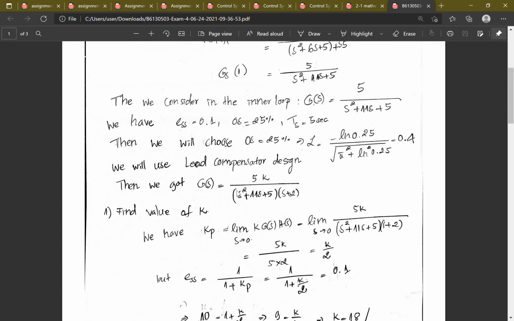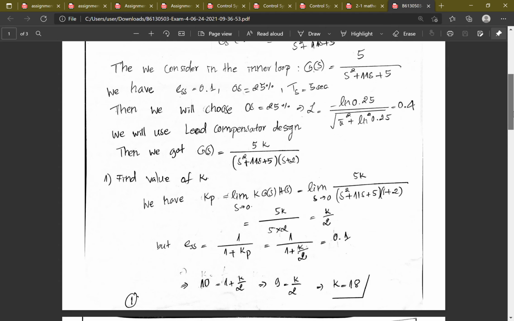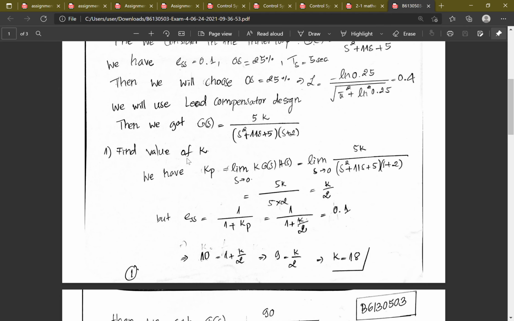And then today I will use lead compensator design to design the function or the controller. So first we have to find the value of k. As we know, they ask us to design the controller that has a steady state error maximum of 0.1, so assume it to be a unit step function. So we apply this formula, and we can find the value of k equal to 18.